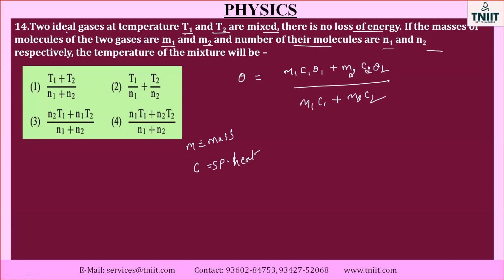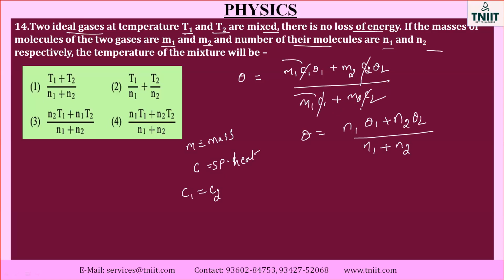But here the same two ideal gases are used, so C1 is equal to C2. If I take the mass as the number of molecules, it is N1 theta 1 plus N2 theta 2, divided by N1 plus N2. I'm not taking C1, C2 because C1 and C2 are equal. If I take C common in both numerator and denominator, it will cancel out. So it is going to be left with N1 theta 1 plus N2 theta 2 divided by N1 plus N2. So which is the right option? Option D is the right answer.